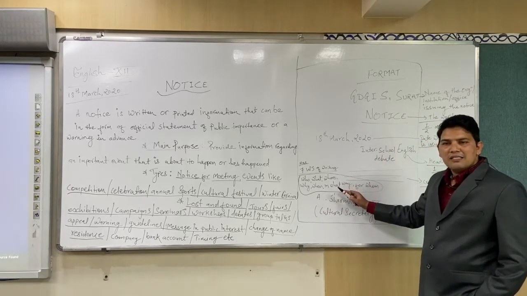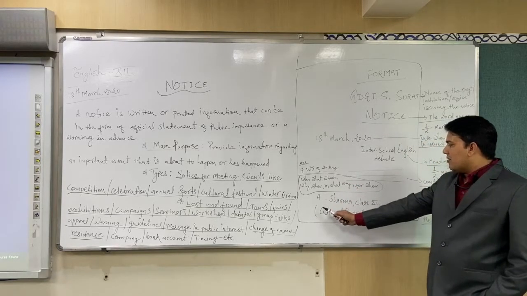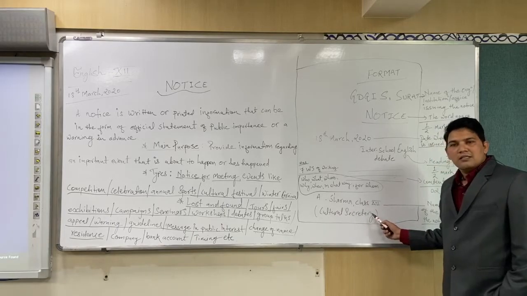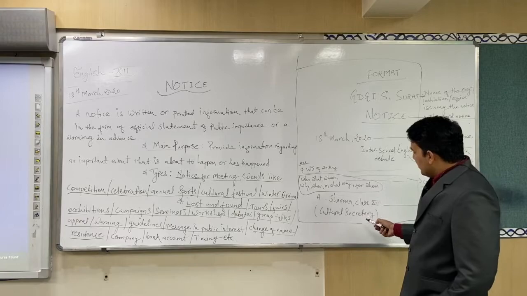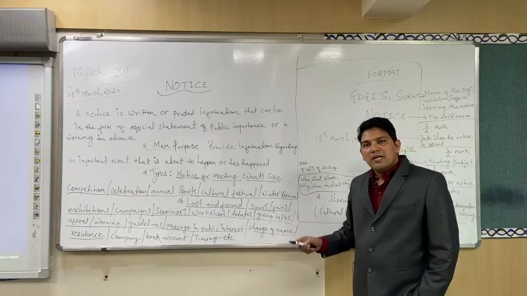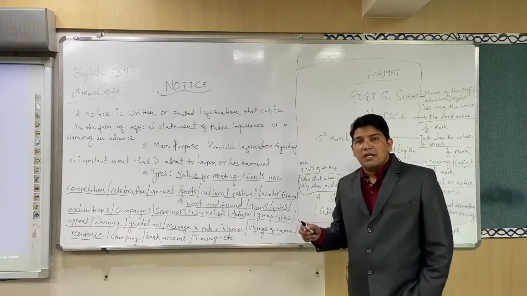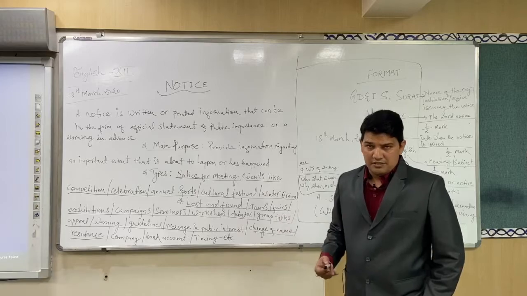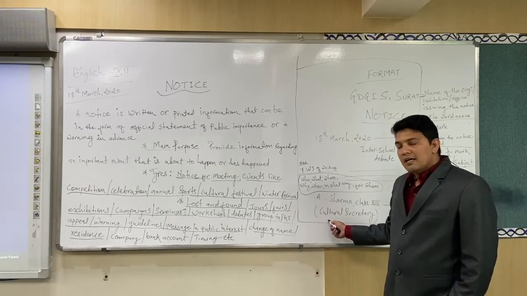Okay, and who has written this notice? Right after that, you need to mention, like I have mentioned here, Sharma, class 12th, cultural secretary. See, the person, whoever is writing the notice, is always authoritative, always some sort of designated person. So you need to write his designation just below his name.